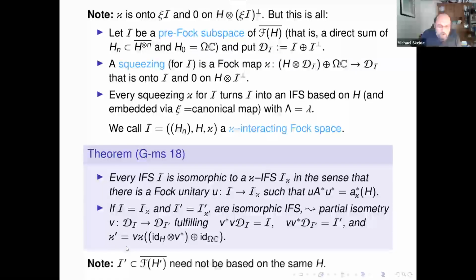And I should say also the pre-Hilbert space can be different. They need not be on the same pre-Hilbert space.